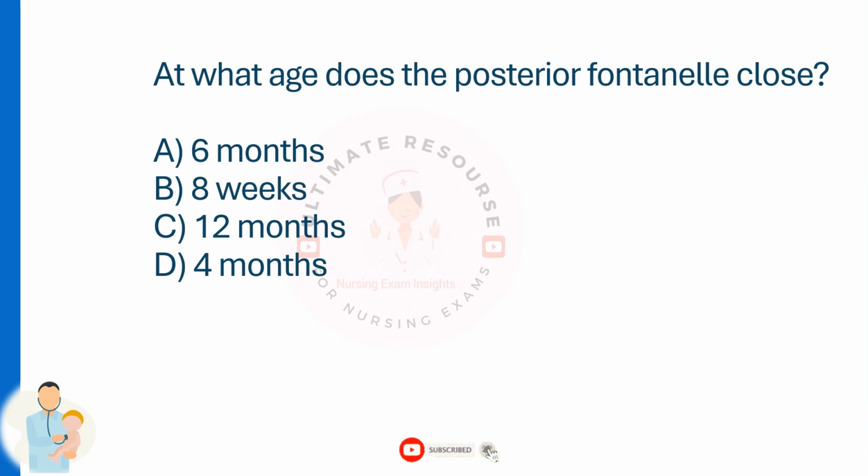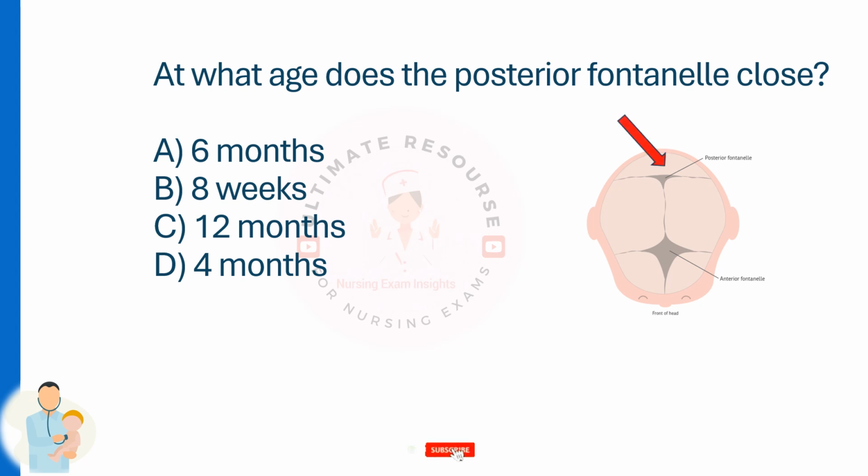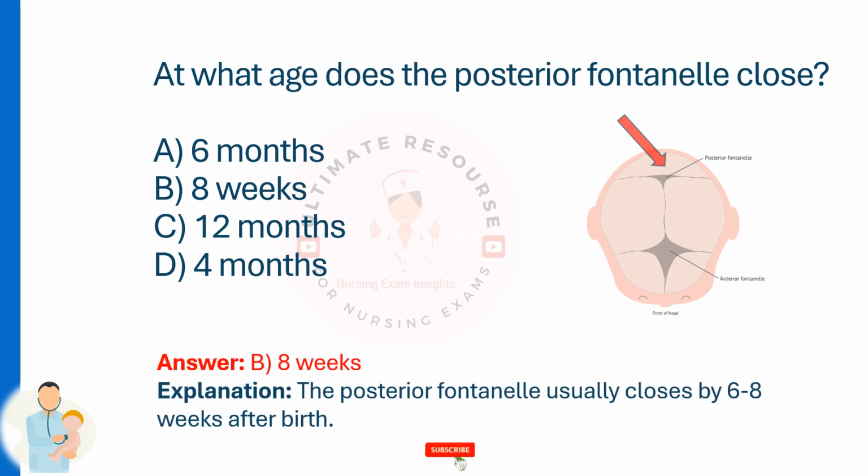At what age does the posterior fontanelle close? Options are A. 6 months, B. 8 weeks, C. 12 months, D. 4 months. Answer is B. 8 weeks. The posterior fontanelle usually closes by 6 to 8 weeks after birth.